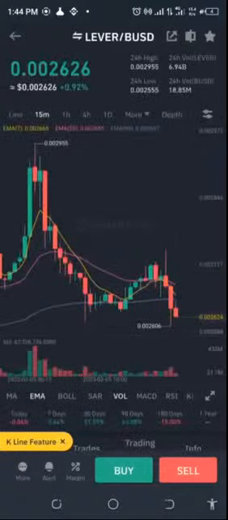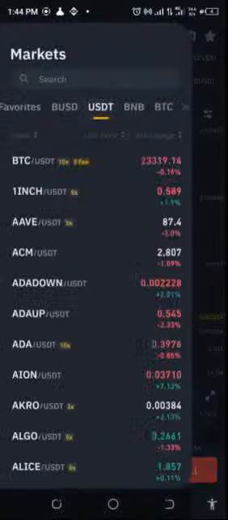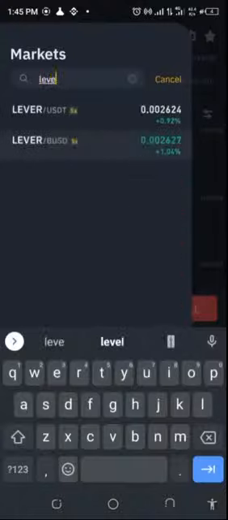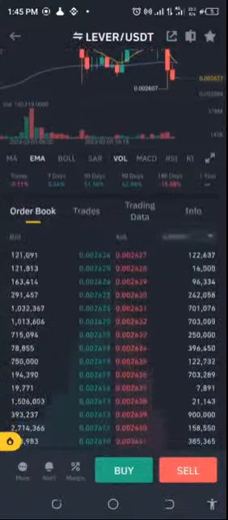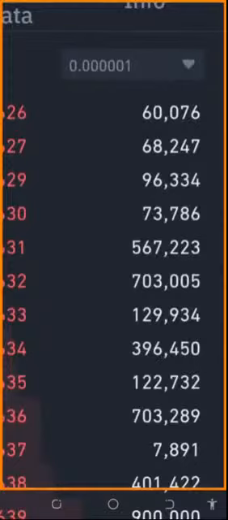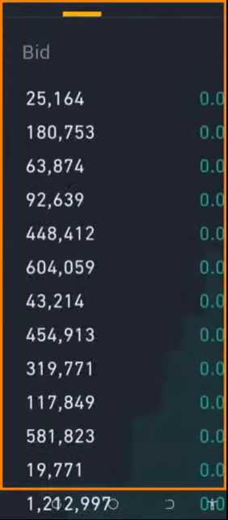All right, and you can see automatically it's just showing lever BUSD, but what I want is lever USDT. So let me put lever and then go for the USDT version. Now if you look at this, you will see that there's quite a lot of velocity going on here. You can see that it's moving. People are buying. People are selling. It's happening, but not too much on the sell side. But on the buy side, there's a whole lot going on.